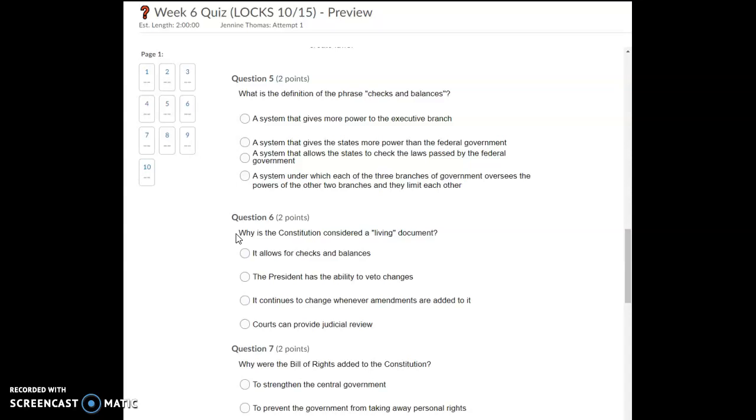Question 6. Why is the Constitution considered a living document? It allows for checks and balances. The president has the ability to veto changes. It continues to change whenever amendments are added to it. Courts can provide judicial review.